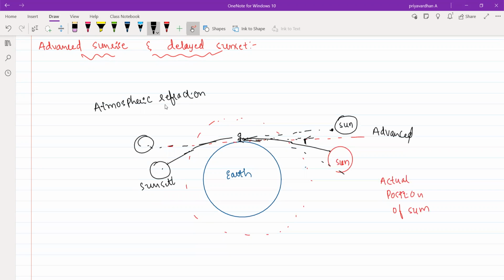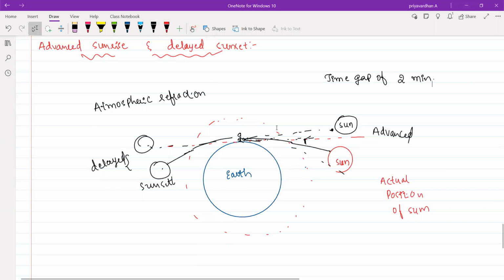Okay, so how much delay will be there? Here we are saying delayed sunset, and here we are saying advanced sunrise. They'll ask how much delay or how much time gap will be there. Yes, there will be a time gap of 2 minutes. Remember that quantity exactly. Okay, fine. So far the refraction part is done.